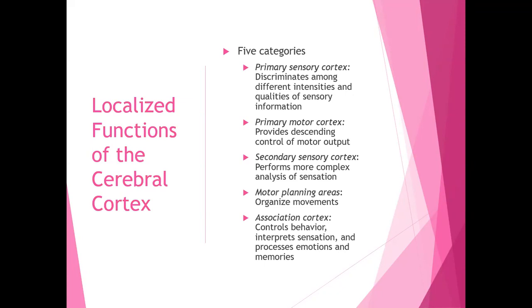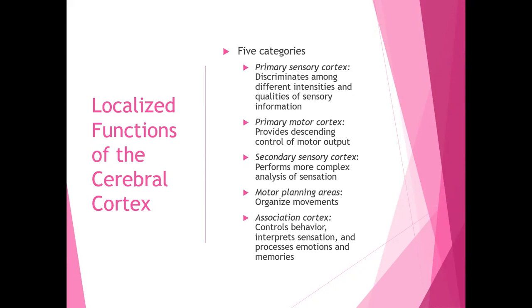So there are 5 categories based on function. The primary sensory cortex discriminates among different intensities and qualities of sensory information. The secondary sensory cortex analyzes that sensation, so it gives you a more complex analysis. It compares the intensity and discrimination to your memories and what you know of the world, and integrates the information a little bit more. The motor planning areas organize movements. That makes sense, right? They plan motor acts.